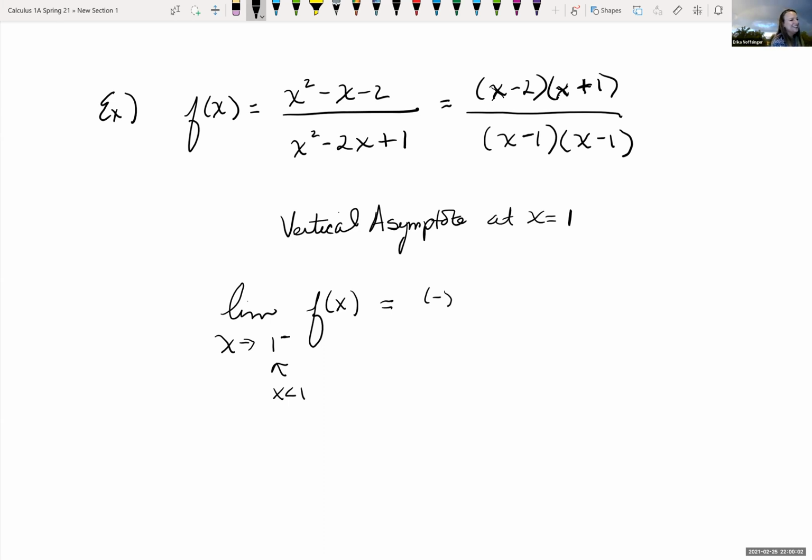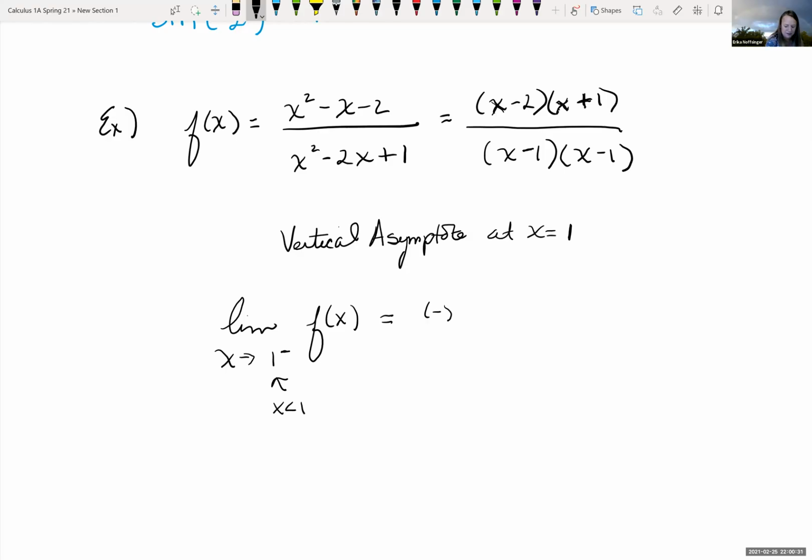Oh my goodness. Let me just think about this. Okay, so anything that is close to 1 on the left, and I add 1 to it, is positive. Anything that's close to 1 to the left of 1, and I subtract 1, is going to be negative, and a negative. So in the numerator, negative times positive is negative, all over negative times negative, which is positive. So this is negative, going down to negative infinity.